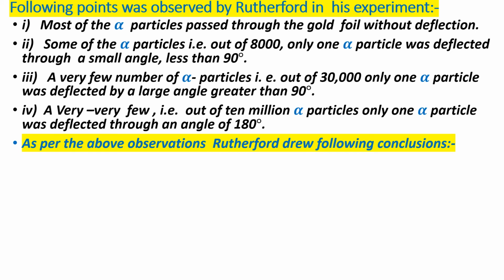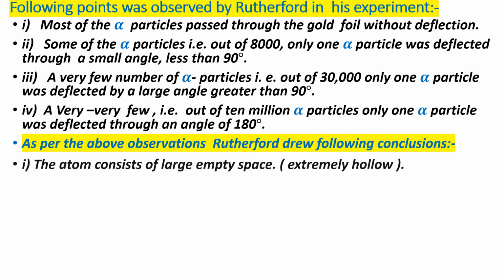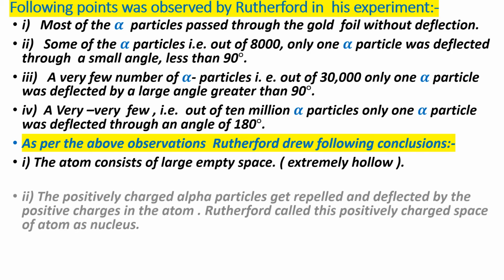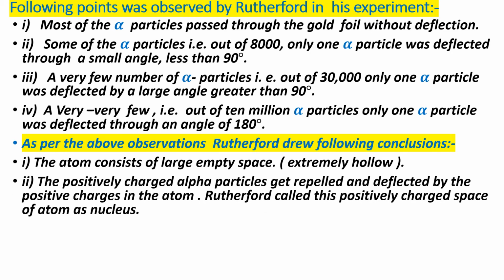Okay, so as per the above observations, Rutherford drew the following conclusions. First conclusion, the atom consists of large empty space, that is, it is extremely hollow. Second, the positively charged alpha particles get repelled and deflected by the positive charge in the atom. Rutherford called this positively charged space of an atom the nucleus.